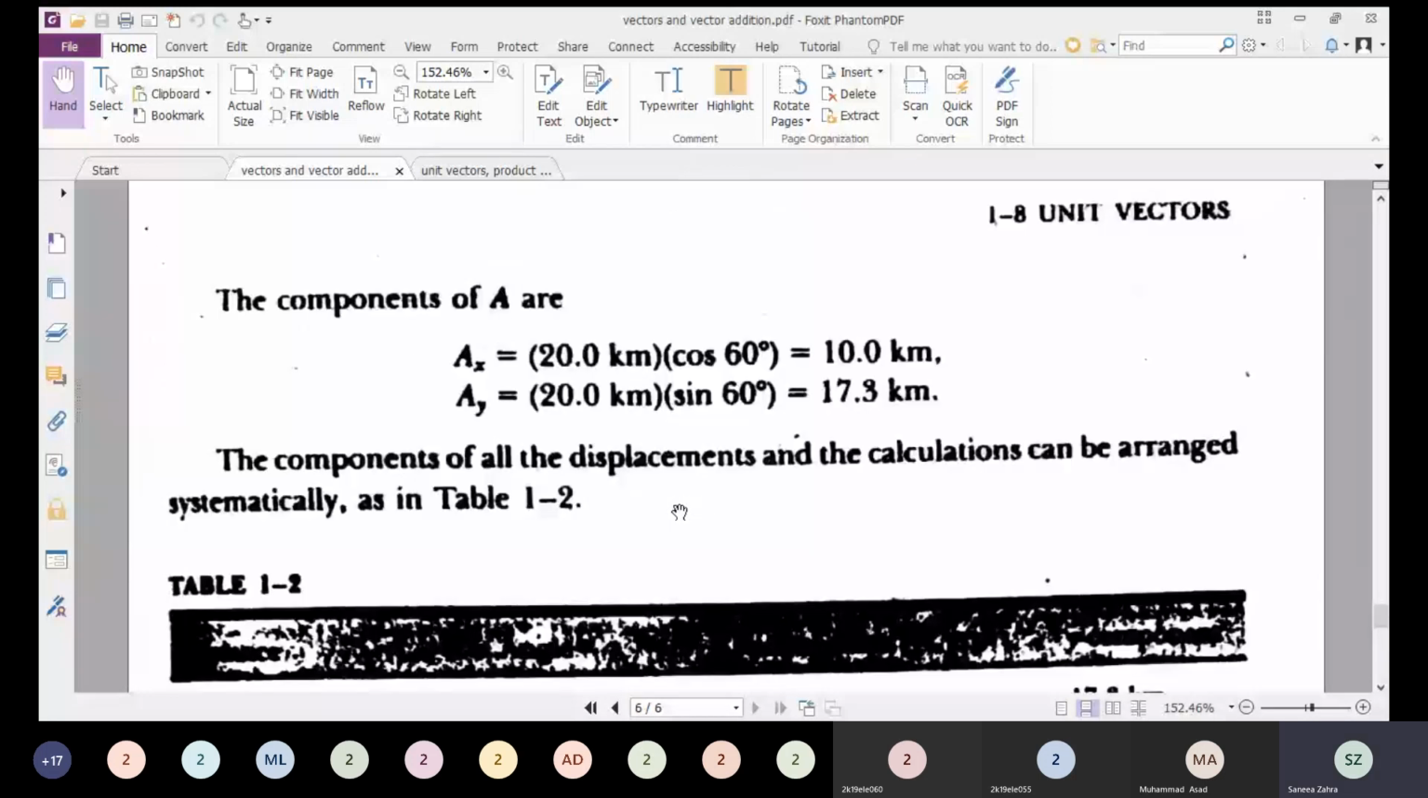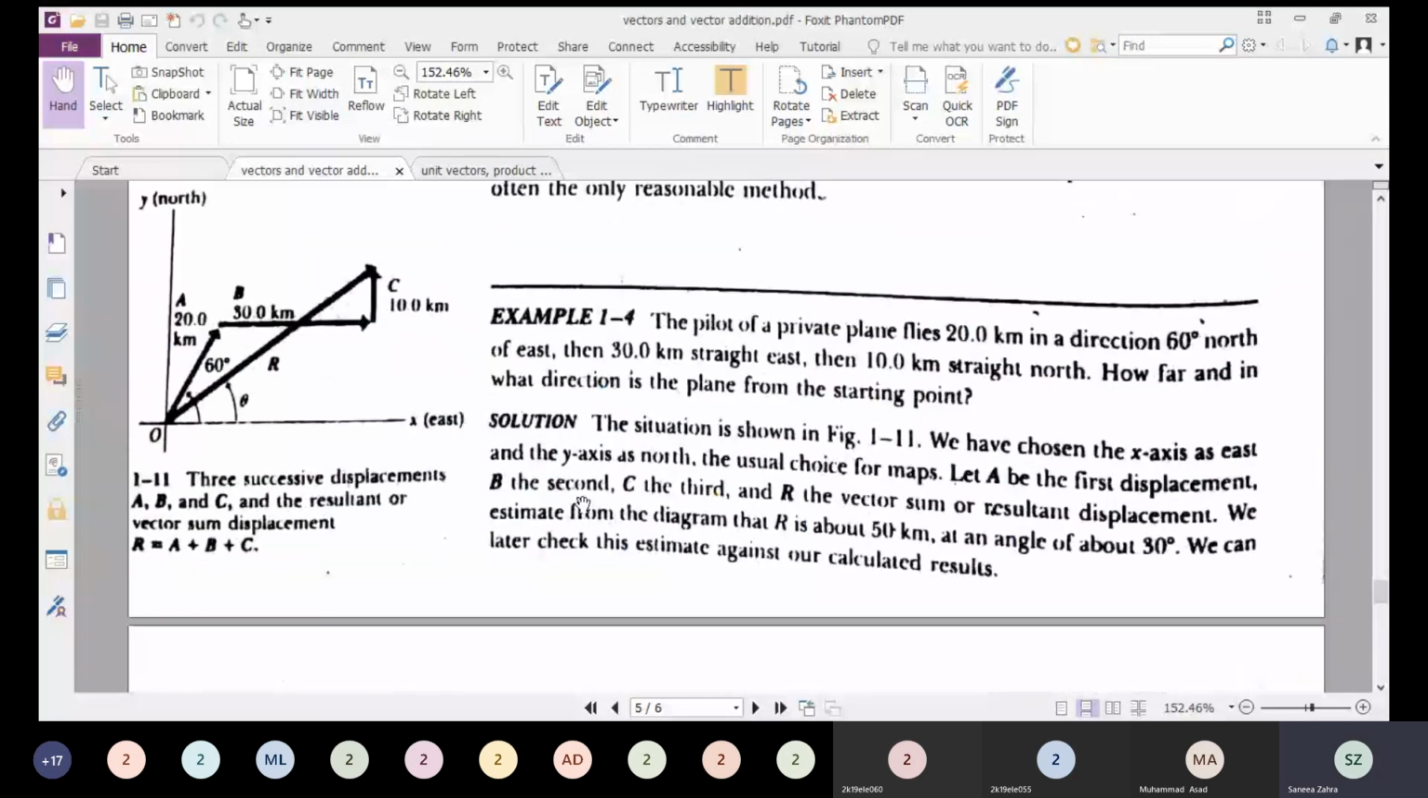Here's a short example. The pilot of a private plane flies 20.0 kilometers in a direction of 60 degrees north of east. Then 30.0 kilometers straight east. Then 10.0 kilometers straight north. How far, and in what direction, is the plane from the starting point?